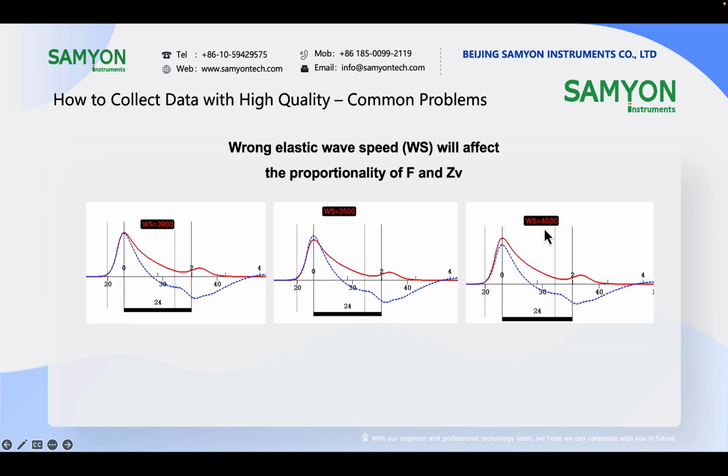And if we change Ws to 4500, it's similar to the previous example, which is the wrong input of the sensitivity factor. They all cause the bad proportionality. So from this equation, we can see that the Ws, the wave speed, will affect the proportionality. But elastic modulus E and section area A will not affect the proportionality problem.